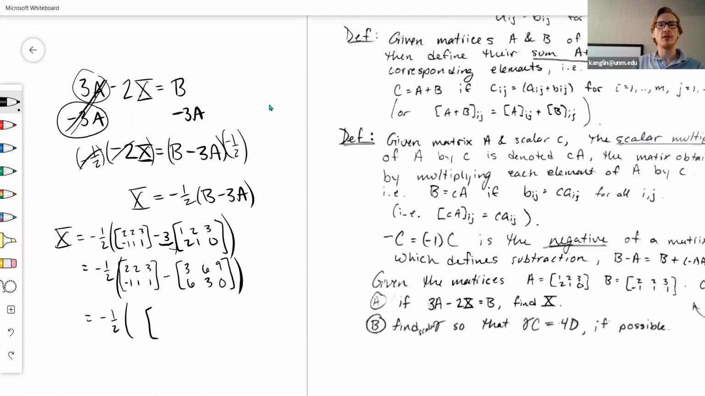Corresponding elements. So in the top left corner, 2 minus 3 is negative 1. Next entry in the first row would be 2 minus 6, negative 4. 3 minus 9 is negative 6. Negative 1 minus 6 is negative 7 in the bottom left corner. 1 minus 3 is negative 2, and 1 minus 0 is 1. I guess I don't even need my parentheses now.